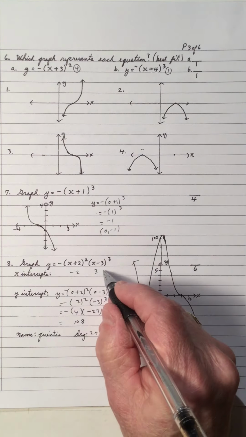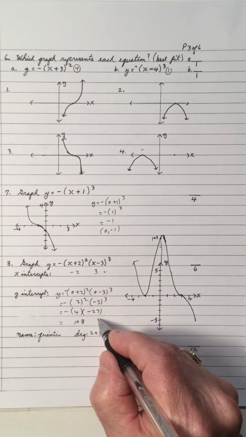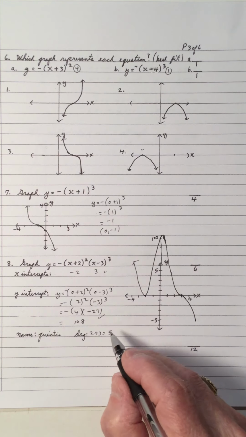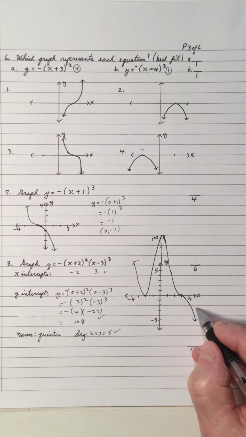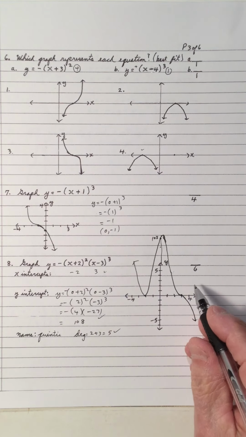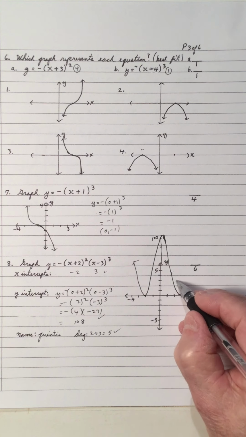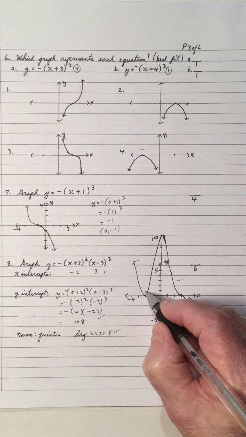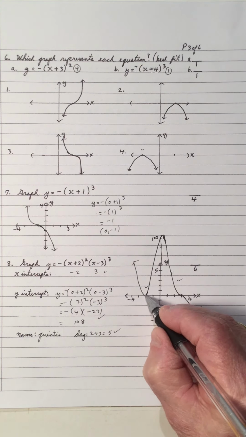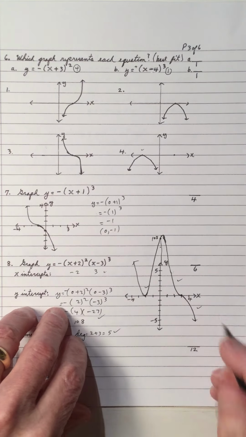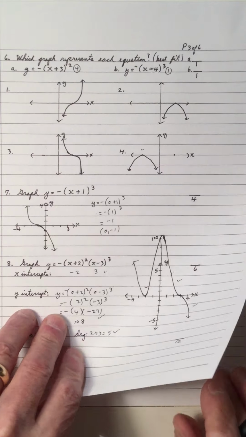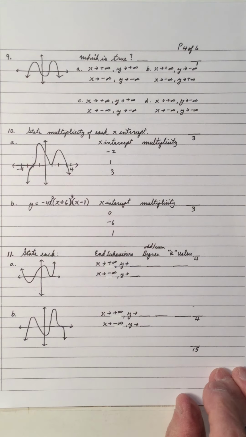So, if you have the x-intercepts, you get a mark. If you have the y-intercept 108, you get a mark. If you have the quintic name, you get a mark. And if you have it going down, you get a mark. And if you have it a sideways s, you get a mark. And if you have a parabola here bouncing off, you get a mark. 6 marks together total for that question. 12 for the page. Let's continue.